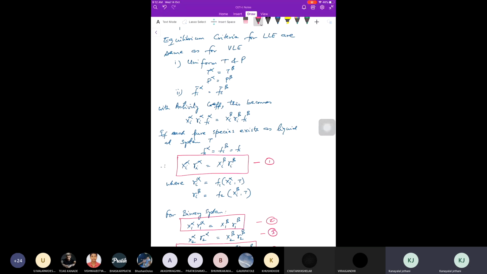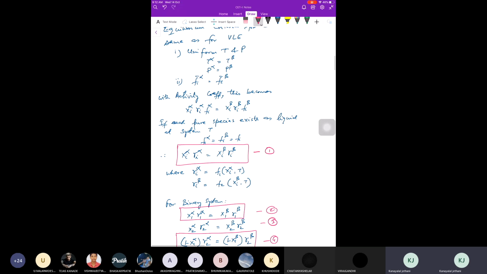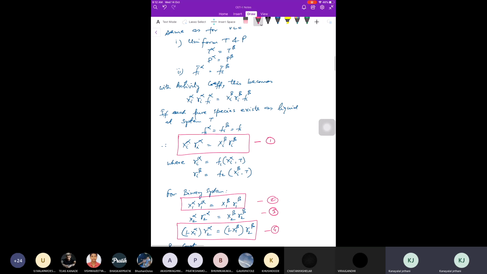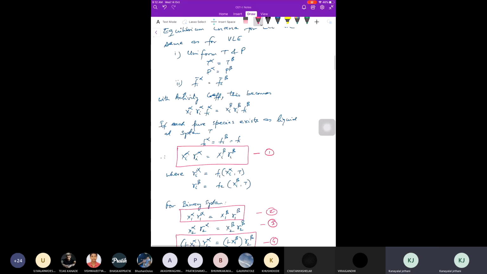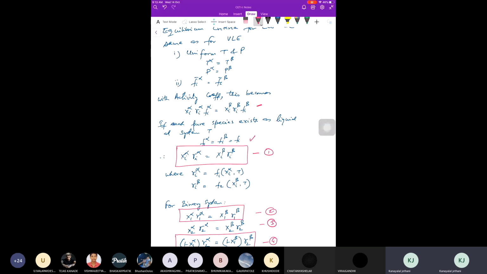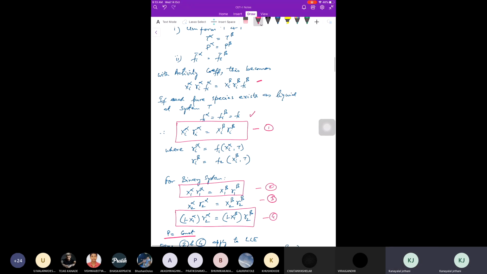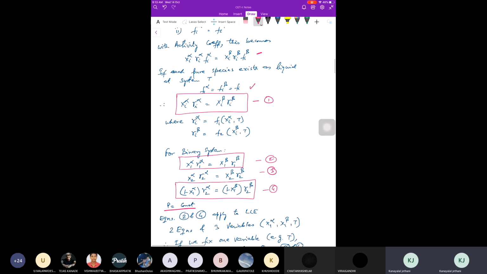So with activity coefficient, this equilibrium criteria becomes xi for alpha phase into gamma i for alpha phase into pure component fugacity for alpha phase of i component is equal to xi for beta phase, gamma i for beta phase, and fugacity for pure component i in beta phase. If each of these species exists as liquid at system temperature T, pure components, then fi alpha equal to fi beta equal to pure component fugacity, right? That's what it is. And therefore this equation will reduce to this equation 1. fi will cancel out, and what we'll get is xi for alpha phase into gamma i for alpha phase equal to xi for beta phase into gamma i for beta phase, where this gamma is function of composition and temperature.